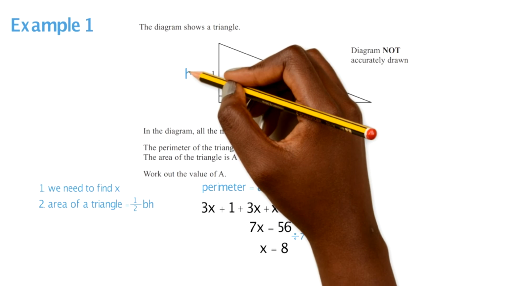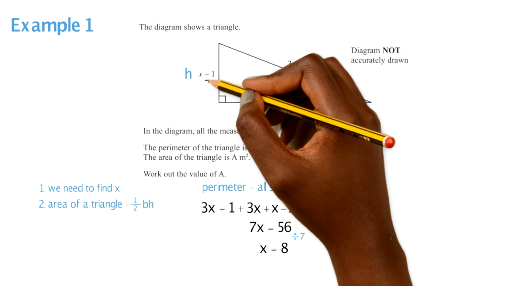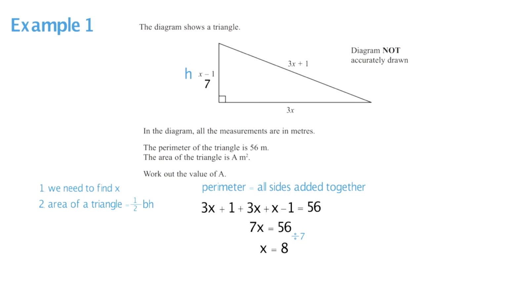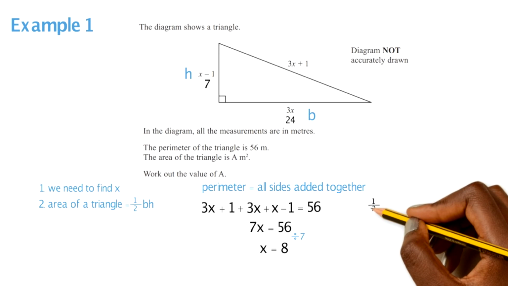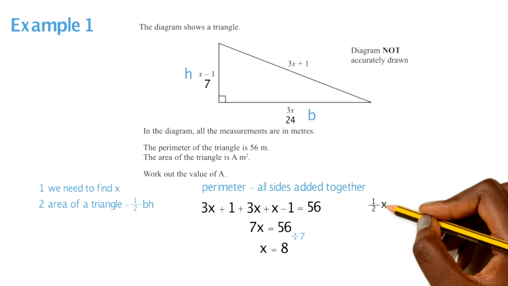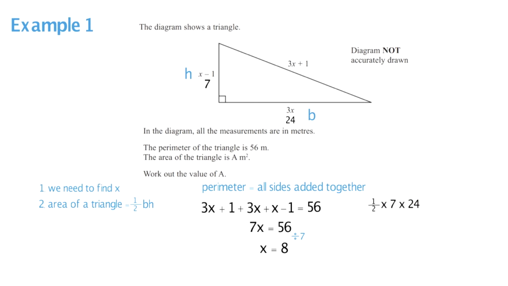So here the x minus 1 is the height, and because x is 8, 8 minus 1 is 7, and our base is the 3x, 8 times 3 is 24. And so because now we know that, we're going to end up doing a half times 24 times 7, and that would leave us with an answer of 84 meters squared. So remember, area is meters squared.